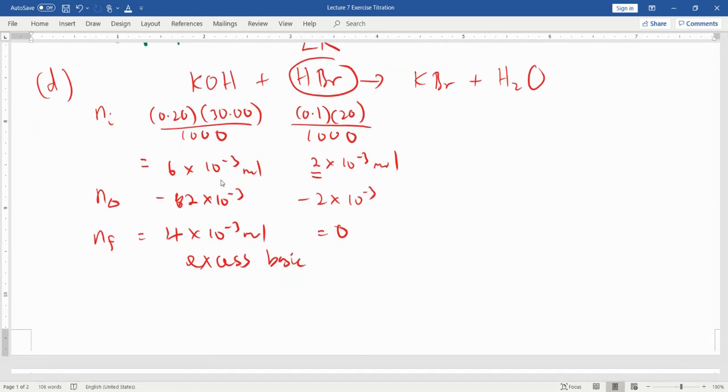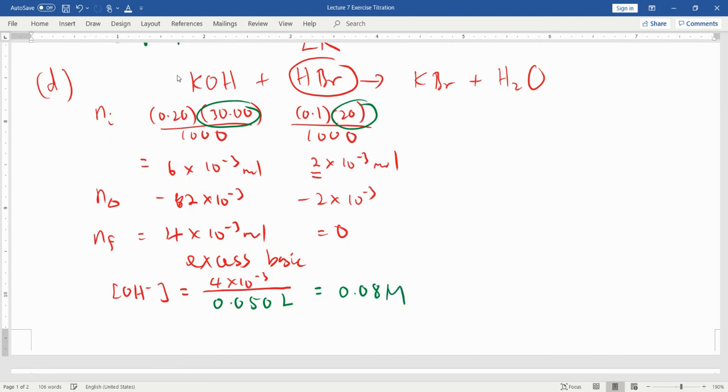It will be OH minus equals to mole over volume. Okay, now this time how much is our volume? Our volume will be 30 plus 20. So it will be 0.050 liter. So our answer will be 0.08 molar. Okay, so our pH will be equals to 14 minus pOH, so equals to 14 minus negative log 0.08, and we will get 12.9.